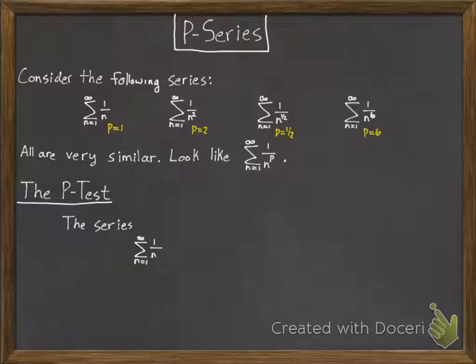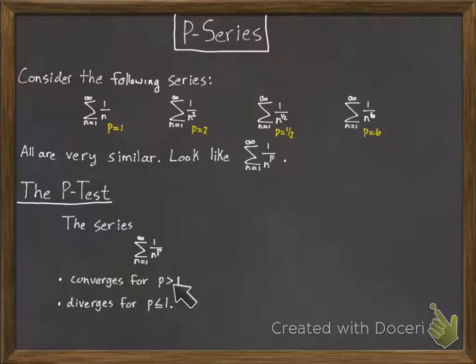What the p-test says is that this series, 1 over n to the p, will converge so long as the power on n is greater than 1. If the power on n is less than or equal to 1, then that series is going to diverge. So the series 1 over n to the p converges if p is greater than 1, and diverges if p is less than or equal to 1.